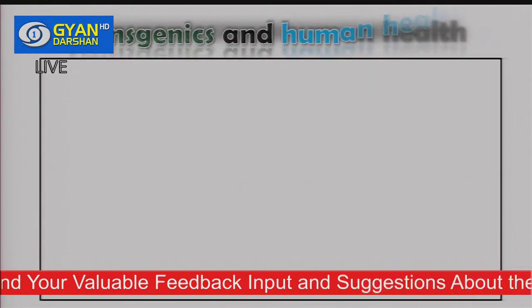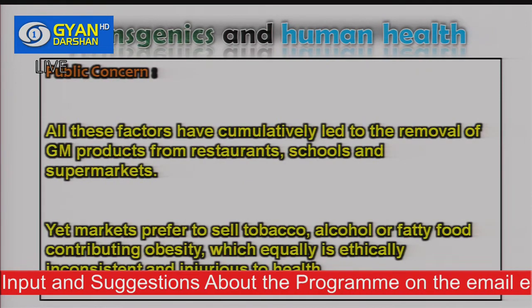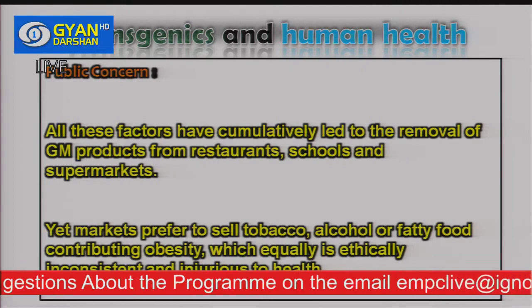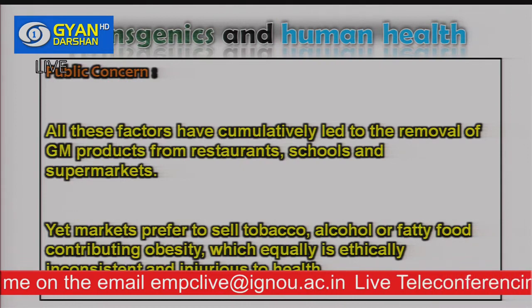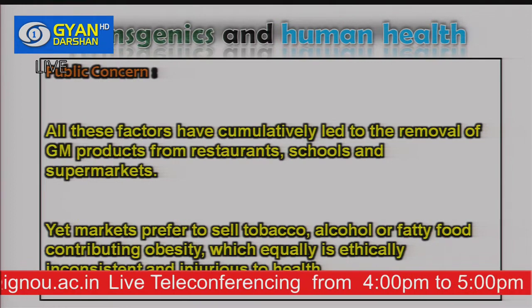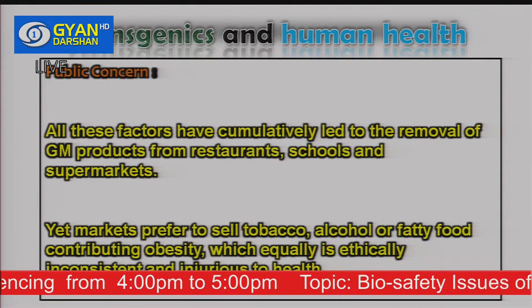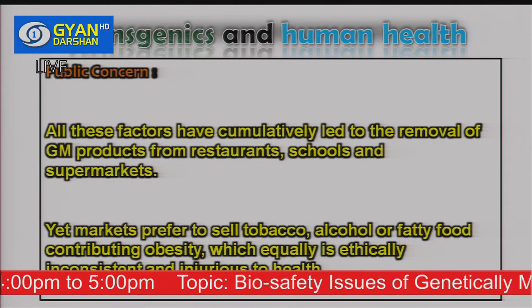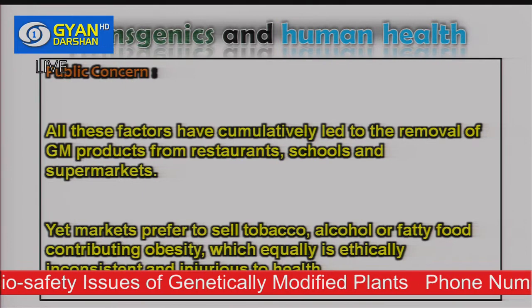Now, another point that also needs to be seen, that all these factors together have cumulatively led to the removal of GM products from restaurants, schools, and supermarkets. You don't find anywhere any GM product being sold. But the irony is that the markets prefer to sell tobacco, alcohol, fatty food, which creates obesity. And we don't raise any question against them. Rather, we are happy to purchase them. But only when it comes to genetically modified crops, we shout. This unjustified situation has to be understood. It has to be properly judged scientifically.